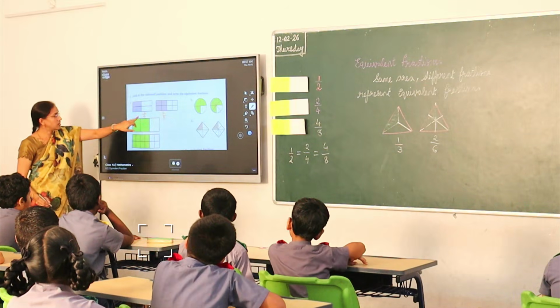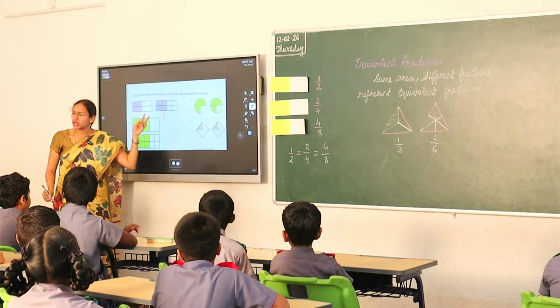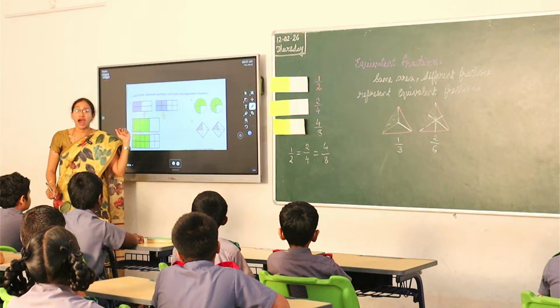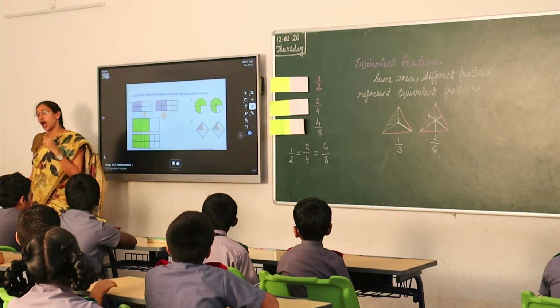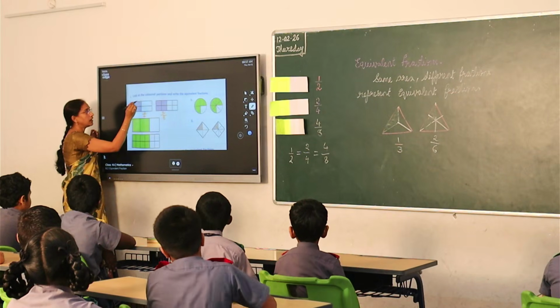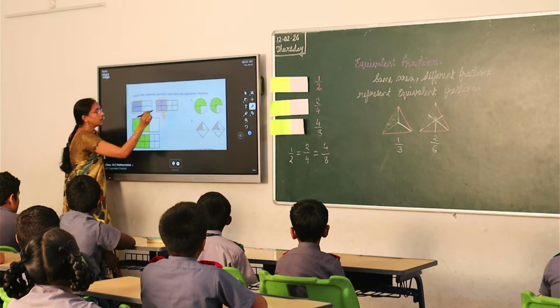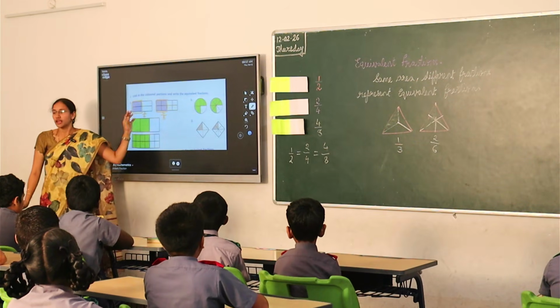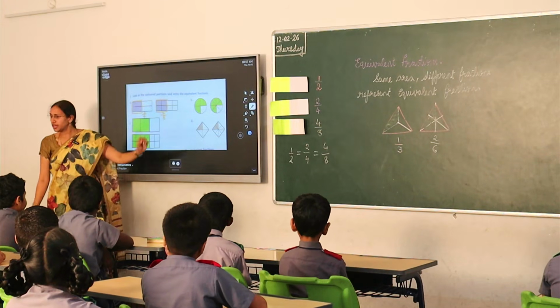So here this is 2 by 4 and this one is 4 by 8. Both are different fractions. Are they different, children? No, they are equal. How are they equal? The shaded part is equal, meaning the amount of colored part is equal. So they are called equivalent fractions. We'll go for the next one.